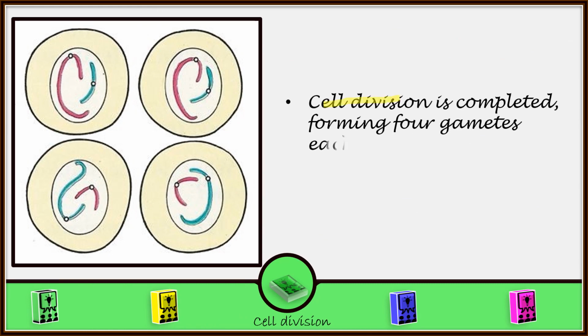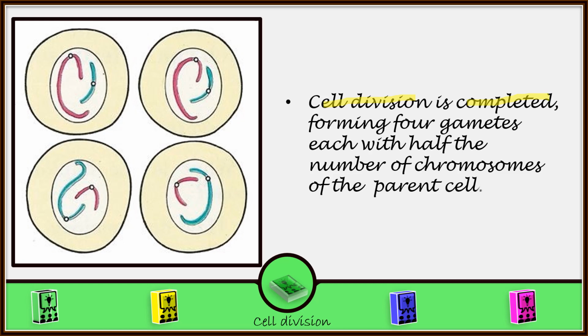Now the cell division is completed, forming 4 gametes, each with half the number of chromosomes of the parent cell. Because of the different constrictions, the original constriction was here to form 2 cells. Now again we had another constriction in here. Now they have formed 4 cells.